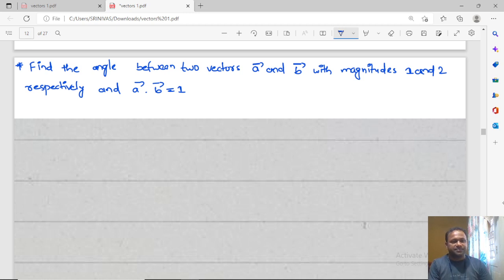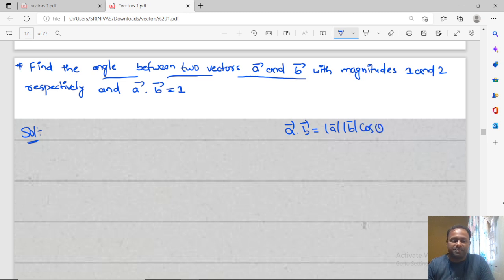See this solution. What is the question? Find the angle between two vectors. At the beginning I told dot product a bar dot b bar is equal to mod a bar mod b bar into cos theta. So that implies cos theta is equal to a bar dot b bar divided by mod a bar into mod b bar.